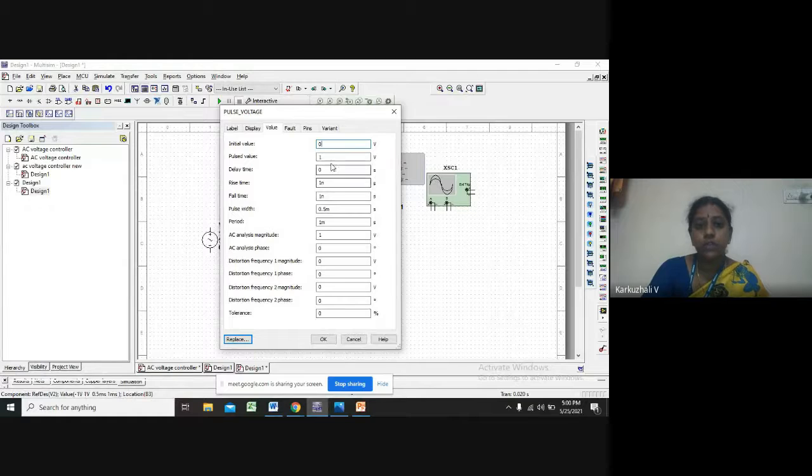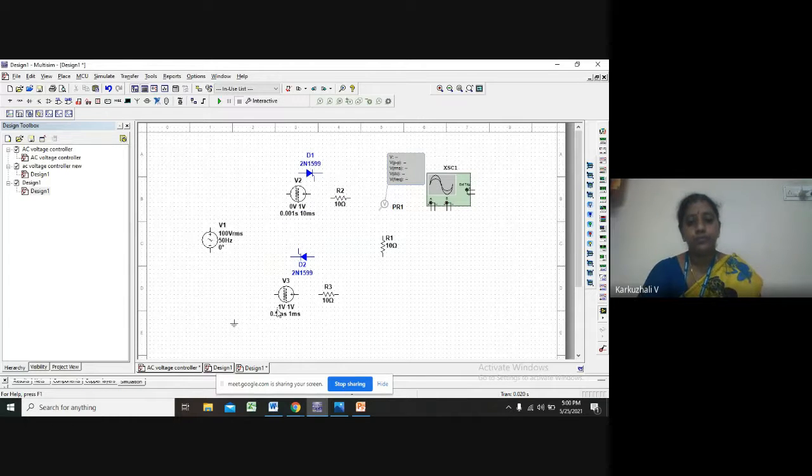For the 0 volt pulse value, for the delay time, here also you place 2 milliseconds, so 0.002. So you can see 2 milliseconds. Similarly, the pulse width is 0.001, a 1 millisecond pulse width I'm going to give, and the period is 10 milliseconds. I can even type 10 m, which is nothing but 10 milliseconds. Please give OK.